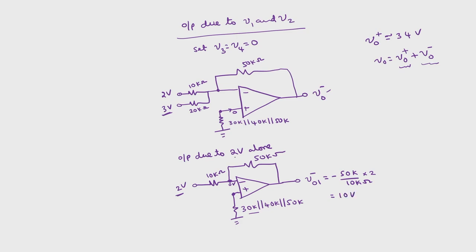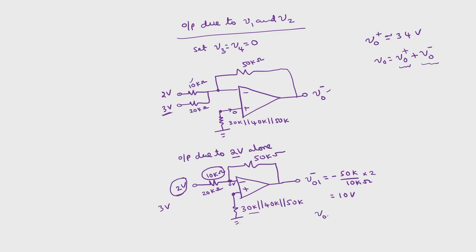Similarly, if I want to find out the output due to 3 volts alone, this will be 3 volts, this will be 20 kilo ohms, and the 10 kilo ohm path will be grounded. So that can be removed because both the terminals of this 10k will be at 0 potential only. So V02 minus is the output due to only 3 volts. So these 2 volts you have to ground. The only difference is minus 50k divided by the resistance along this path, 20 kilo ohms, into the input voltage 3 volts. This is equal to 7.5 volts, right? The k's get cancelled. This is 5 by 2 is 2.5 into 3 is 7.5 volts.